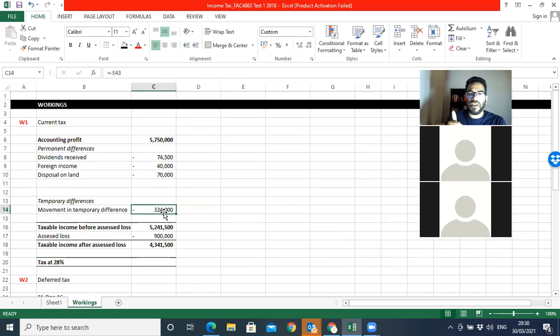So the first important thing is not to bring the balance of 668, but to bring the movement, which is the difference between 668, 31 December 2017, and the balance at 31 December 2016, which was 344. So important number one, bring in the movement. Important number two, bring in 100%, not 28%. Why? Because this number, taxable income, is a 100% number.